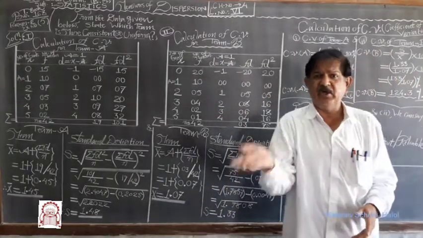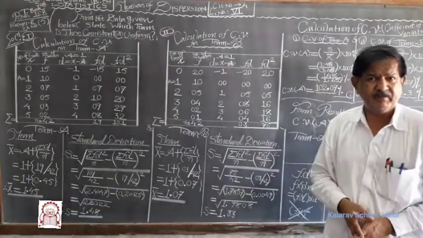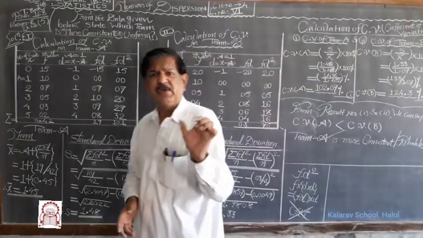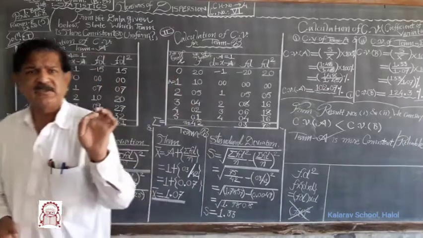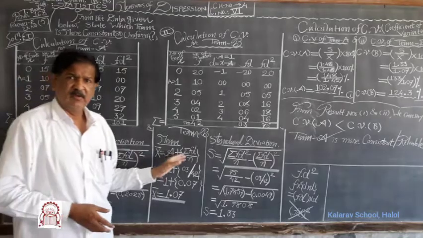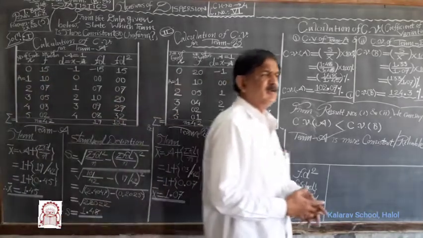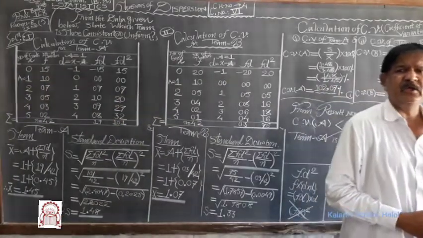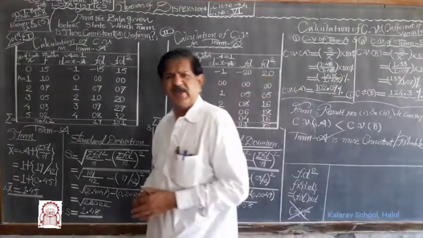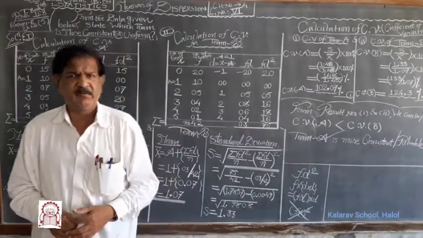From the last lecture, we have taken standard deviation and CV for ungrouped data. This is a discrete type of series. In the next lecture, we are going to see continuous type of frequency distribution. Practice very well. Thank you everyone.